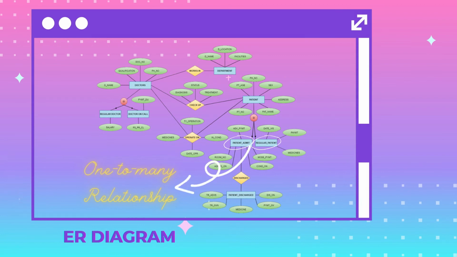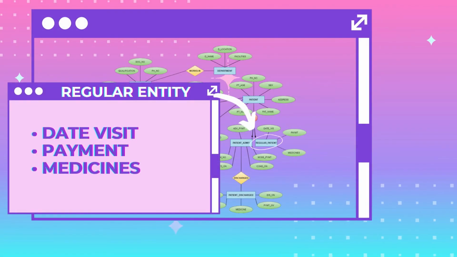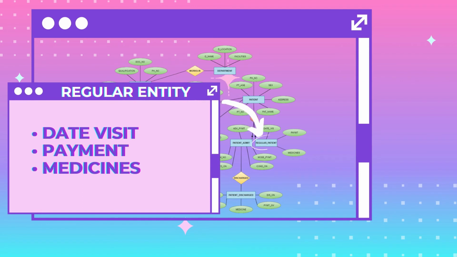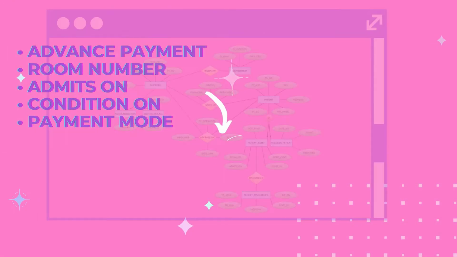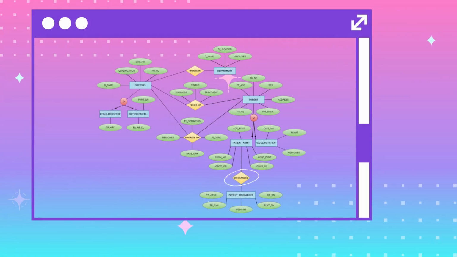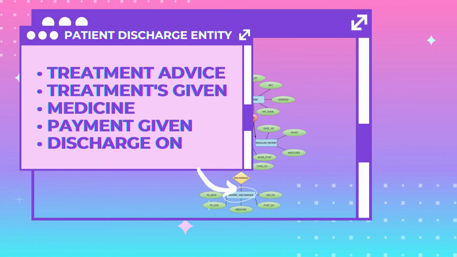Besides, from the patient entity, you can notice that there are two other entities. Those are regular and patient admit. In a regular entity, it has attributes of date visit, payment, and medicines. Somehow, in the patient admit, it has attributes of advance payment, room number, admits on, condition, and mode of payment. Once the patient is discharged, it will have a relationship to patient discharge. The patient discharge has attributes of treatment advice, the treatments given, medicine, the payment given, and discharge date.